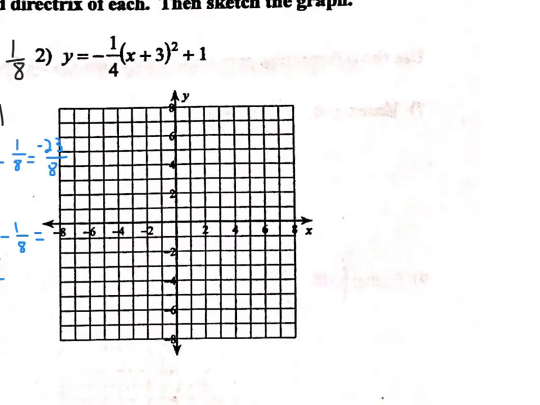All right, we're going to do the same thing with question 2. I'm going to find the vertex first. I'm going to draw a sketch of my parabola, and then I'm going to find the other parts.